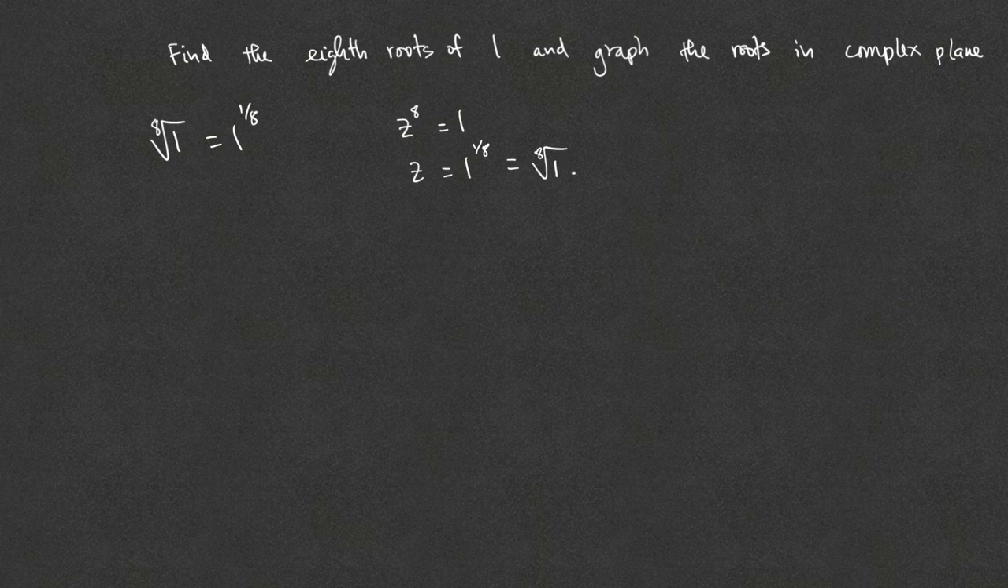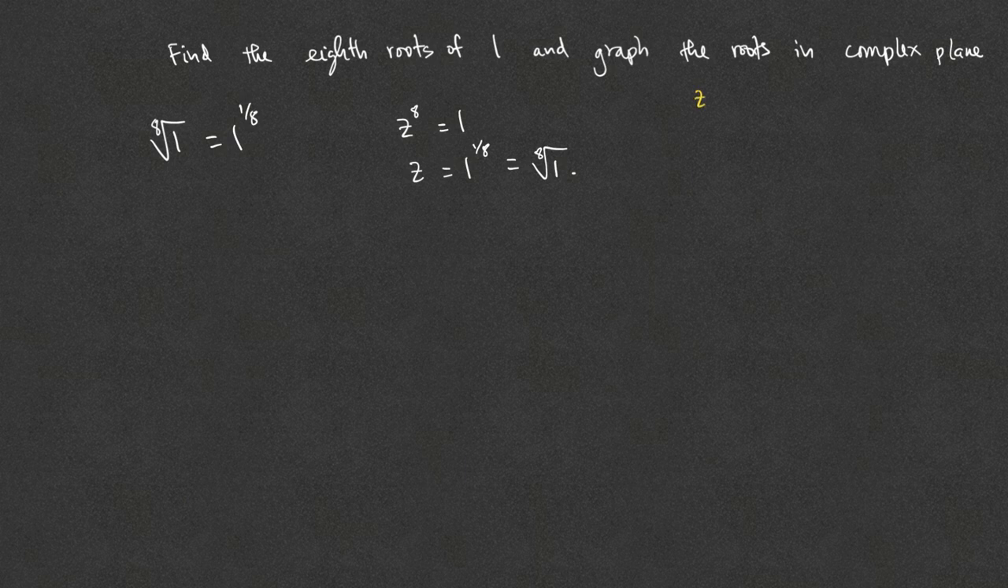We know that in the complex system, there will be 8 distinct solutions, so it will not simply be 1. The answers are in the complex plane now. To find the 8th root, we will use the n roots of complex numbers.